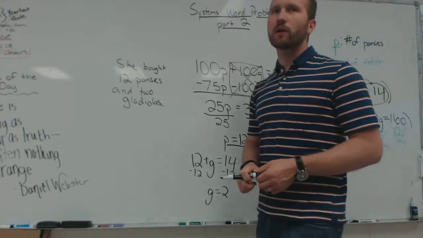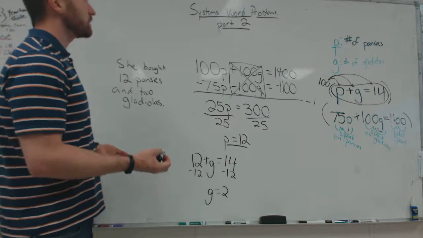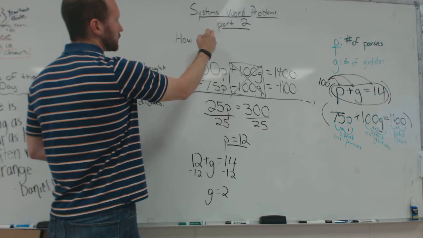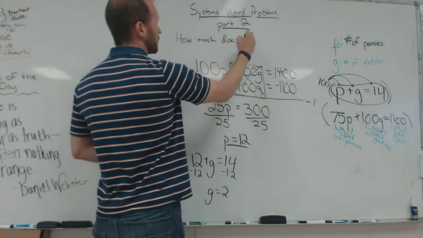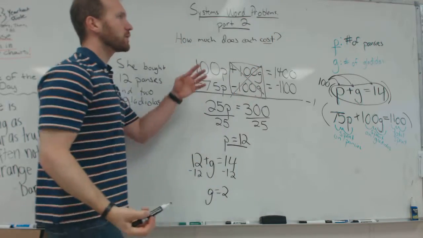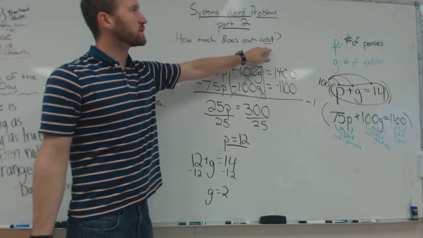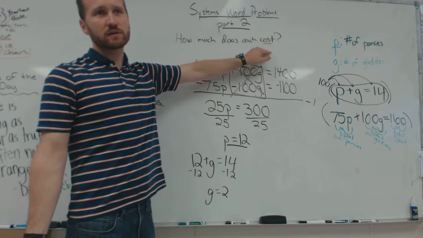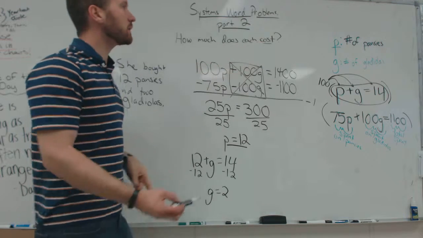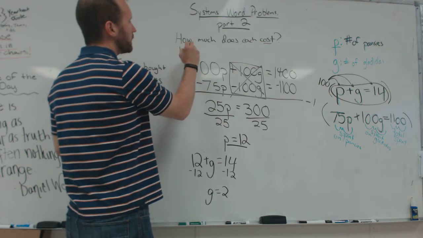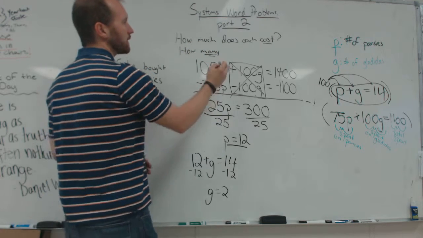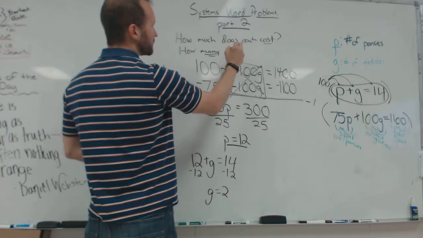In the problems we did before, the question at the end is usually how much does each cost. They're asking you for the cost. When you see that question, you set up your equations so that your variables represent the cost. When you see the question that ended this one, how many did she buy, or does she have, or whatever?